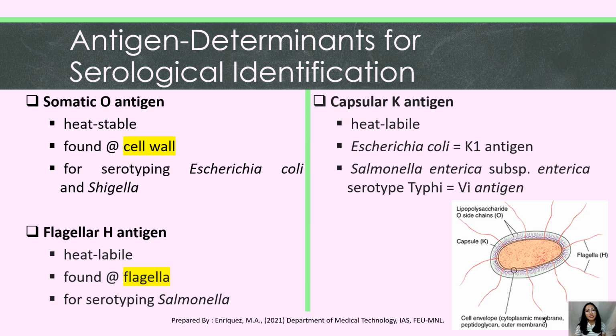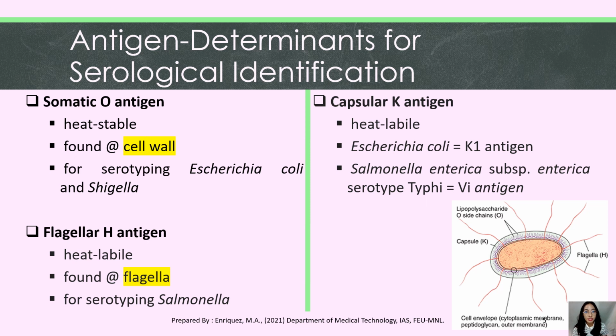So in some serologic methods, if they want to increase the specificity of the test in detecting the O antigen, they would subject the sample to heating, which would eliminate the interference of the 2 other antigens. And there you have it. Yung somatic O antigen na lang po yung madedetect natin. Take note that the somatic O antigen is used in the serologic typing of Escherichia coli and Shigella species.